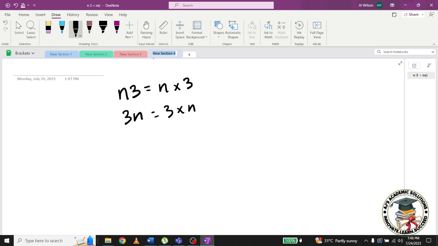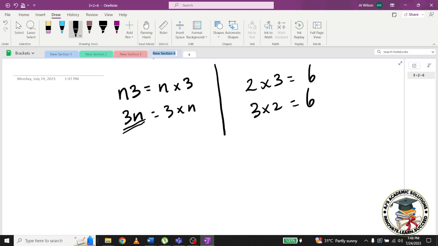In retrospect, let's now look at something else. If we have 2 times 3 and 3 times 2. 2 times 3 is 6, 3 times 2 is 6. So generally speaking, both of them would give you the same result. However, we want our coefficient to be first, variable comes afterwards. Always remember that.